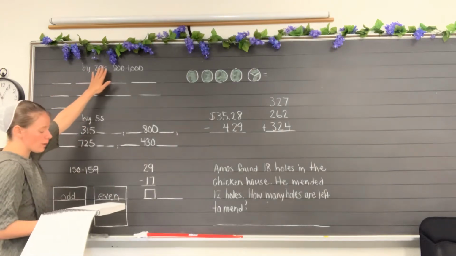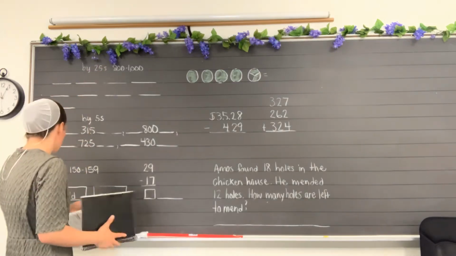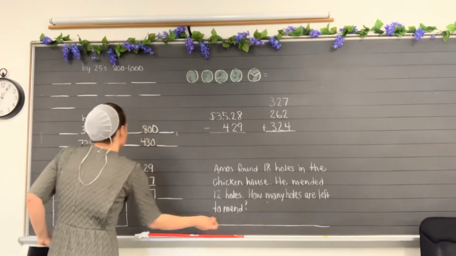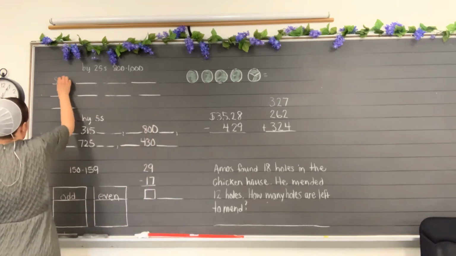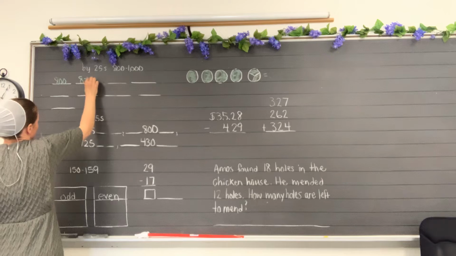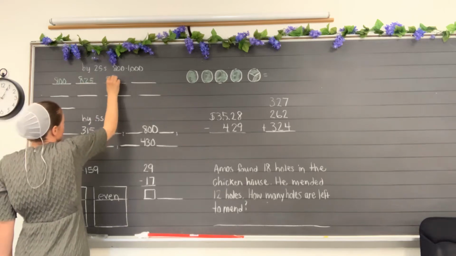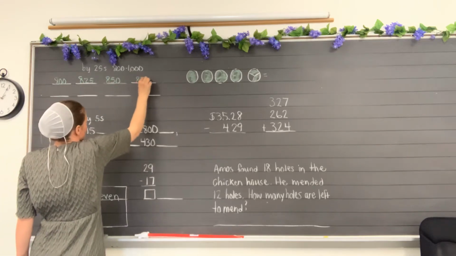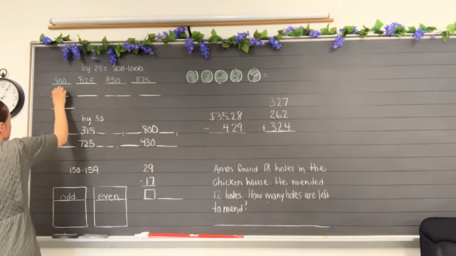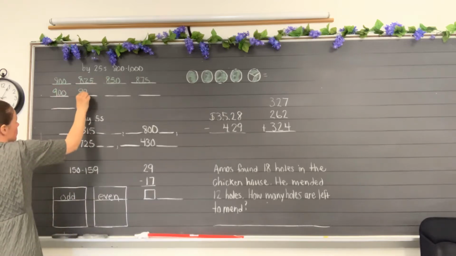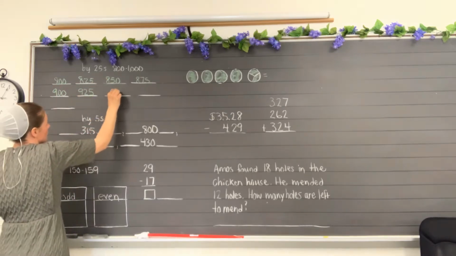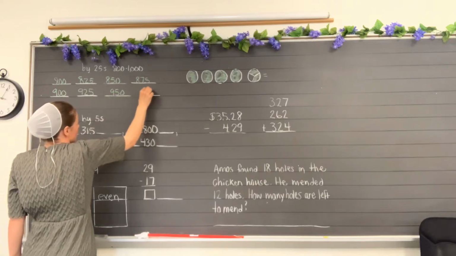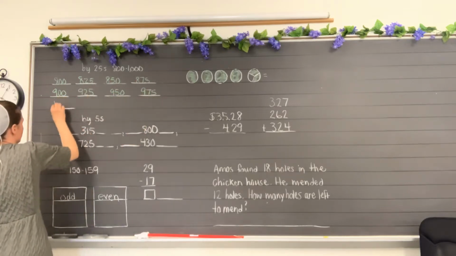800, we're going to go by 25s from 800 to 1,000. So we're just going to start with 800, and then 825, 850, 875, 900, 925, 950, 975, and 1,000.